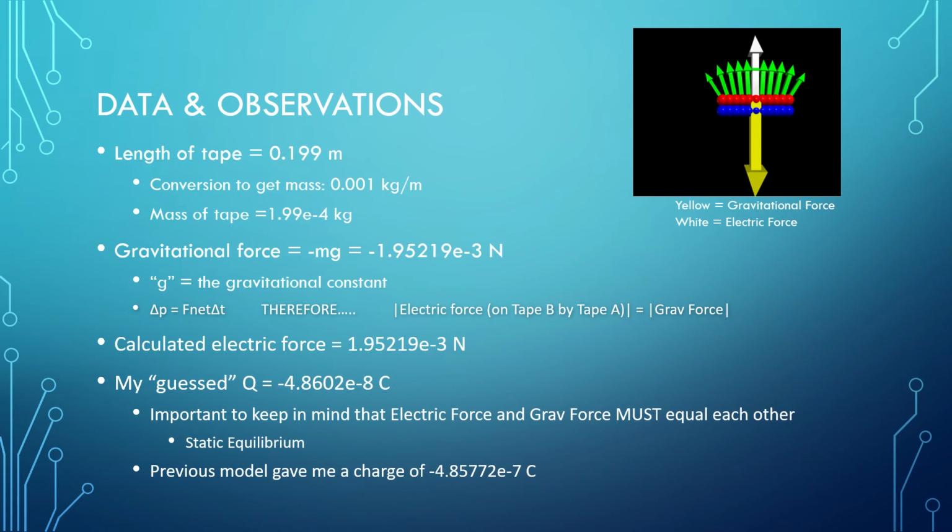It's important to keep in mind that these forces equal each other, which, as mentioned before, allows me to guess my value for Q. So I just kept plugging in different values of Q until my forces equaled each other. And I got that my Q was negative 4.8602 times 10 to the negative 8 coulombs. This differs by a factor of 10 from my previously calculated Q in Lab 1.